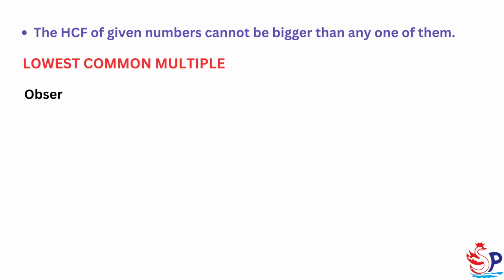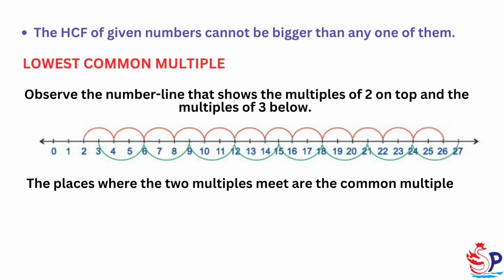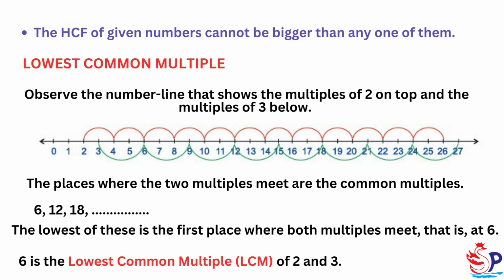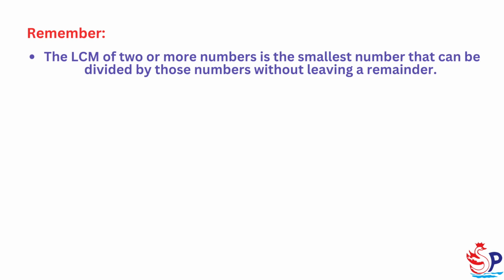Lowest common multiple. Observe the number line that shows the multiples of 2 on top and the multiples of 3 below. The places where the two multiples meet are the common multiples: 6, 12, 18. The lowest of these is the first place where both multiples meet, that is, at 6. 6 is the lowest common multiple, LCM, of 2 and 3. Remember, the LCM of two or more numbers is the smallest number that can be divided by those numbers without leaving a remainder. To find the LCM by prime factorization.